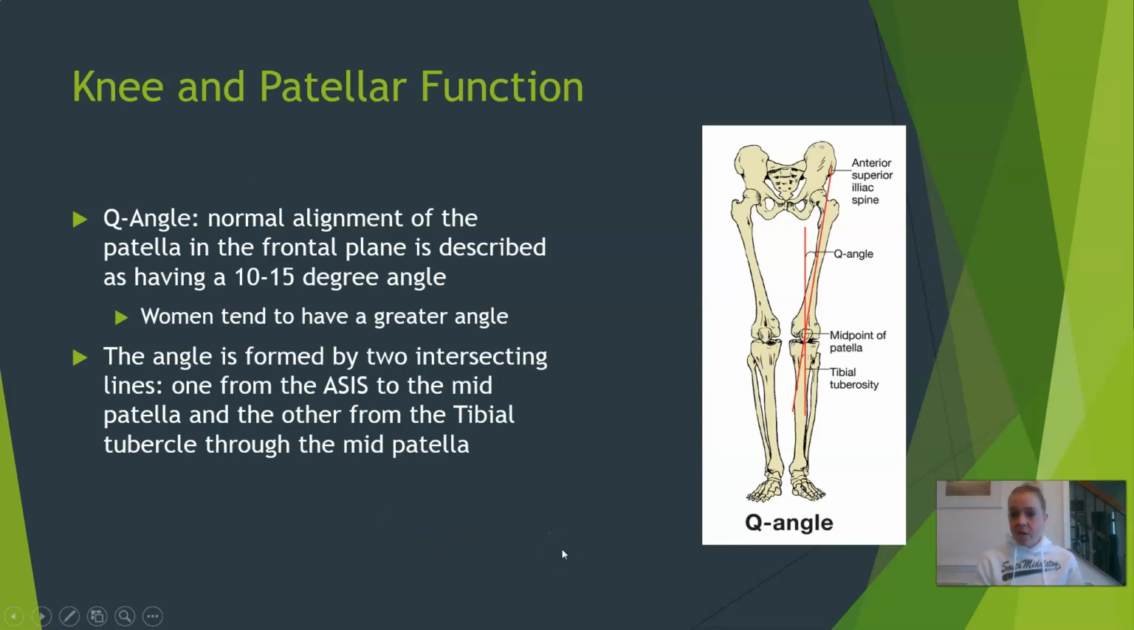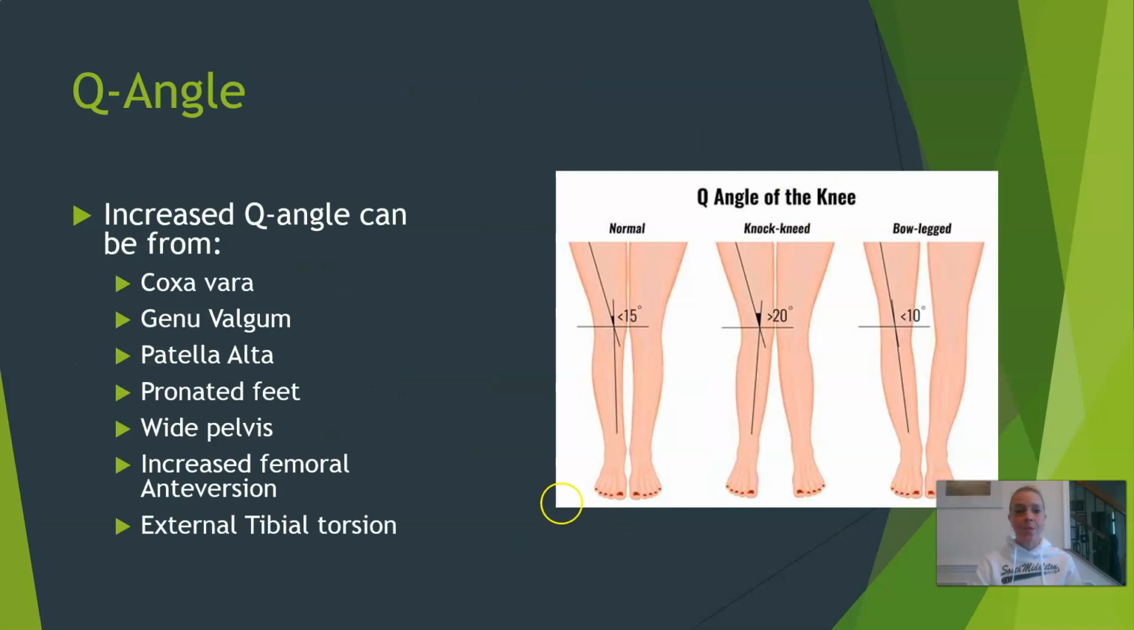You guys, I believe, have also talked about the Q angle at the knee before, but this is just the normal alignment of the patella. A typical Q angle is about 10 to 15 degrees. Women sometimes have a little bit larger of an angle, and that's because women tend to have wider hips than men, which increases that angle. But the Q angle is calculated by two intersecting lines. So we're going to draw a line from the ASIS to the midpoint of the patella, and then another line from the midpoint of the patella to the tibial tuberosity or the tibial tubercle. And so the angle between those two lines is what gives us our Q angle.